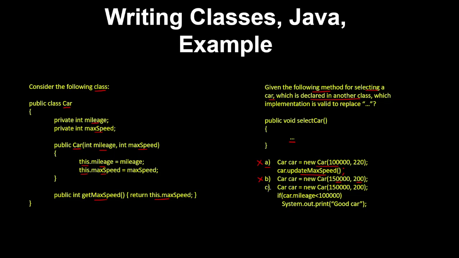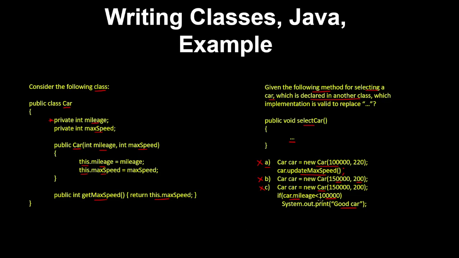Now in part C, we create a new car object, and then we check if the car's mileage is less than 100,000, and if that's true, good car is output to the screen. So while this code appears to have the functionality that's required, the mileage instance variable is declared as private. So it cannot be accessed by this method, which is declared in another class. And therefore this code is also invalid.